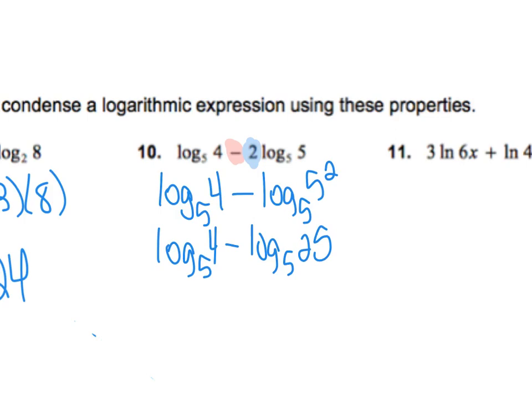So now what I notice is I have log base 5 of 4 minus log base 5 of 25, which means that subtraction tells me I'm going to divide those two, which means I would have log base 5 of 4 over 25.